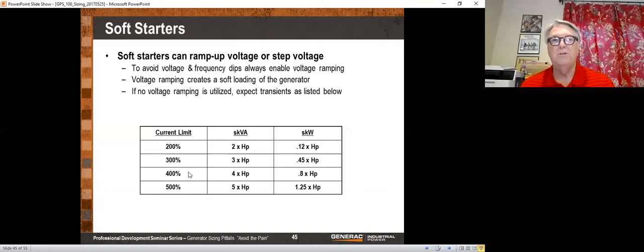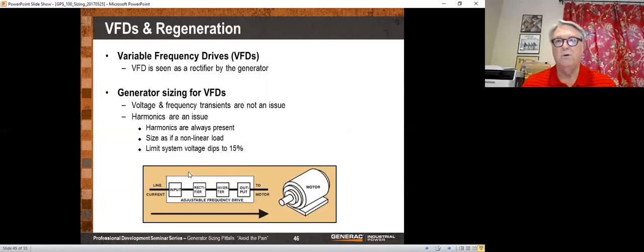Anything but that, you generally are going to have a starter with a voltage ramp. So you want to pay careful attention when you're selecting your soft starter to determine whether it's a step start or a ramp start. And on elevators, I always select step start. On most other loads that have separate reduced voltage starters, I'm going to go with a ramp.